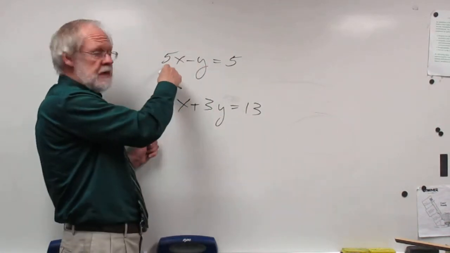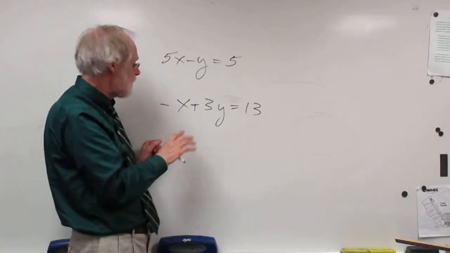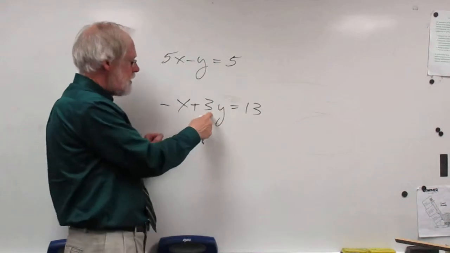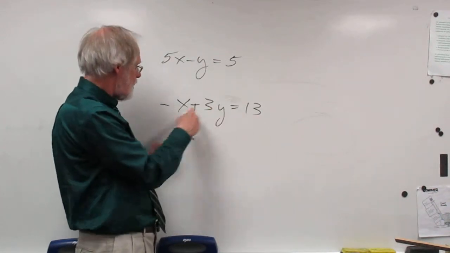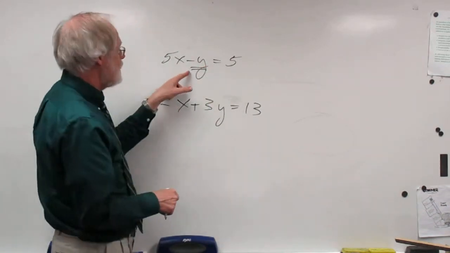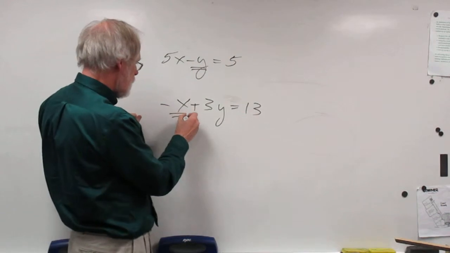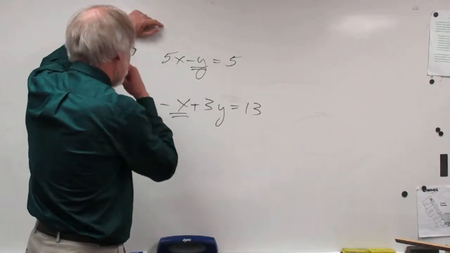I don't want to set this one equal to x because I'm going to have to divide by 5 and then I'll get a fraction. I don't want fractions. This one I don't want to set equal to y because, again, I have to divide by 3 and I'll get fractions. So my choices are either set this one equal to y or this one equal to x, and it makes no difference. So let's just take the first one here.